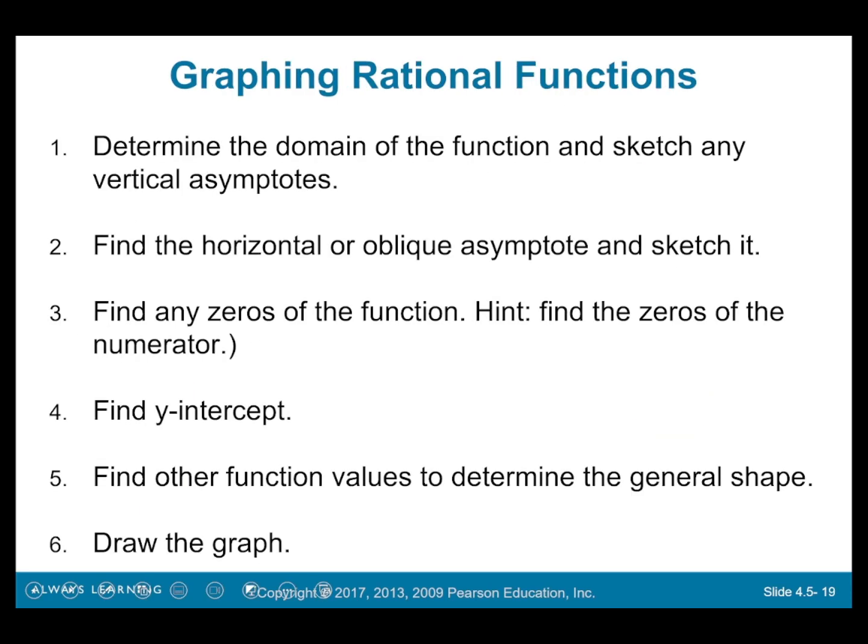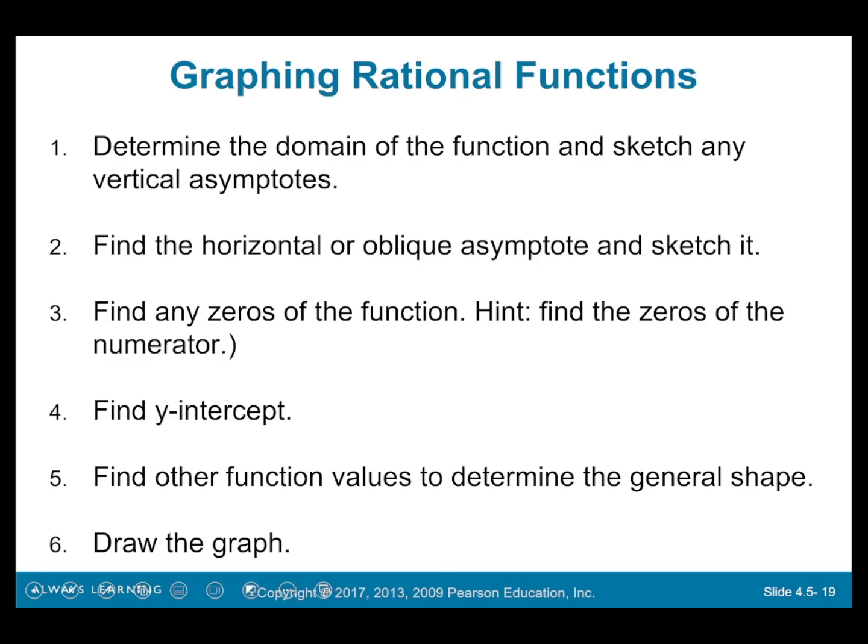All right, now we have our 6-step process for graphing rational functions. Anytime you're given just a general rational function, you're going to start with determining what is the domain of this function and what are my vertical asymptotes. Let's sketch those and get those down.